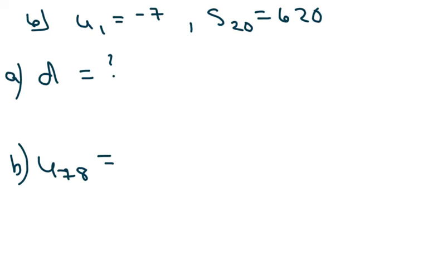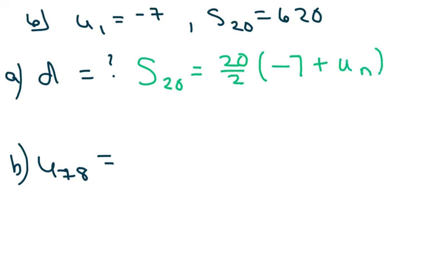In this case, it's a little different. They want you to find d. So the first thing I'm going to do is find my nth term, so I'm going to solve for my sum. I have 20 terms over 2, whereas my first term is negative 7, and I have to find my last term. Well, S of 20 equals 620, so I put 620 there.